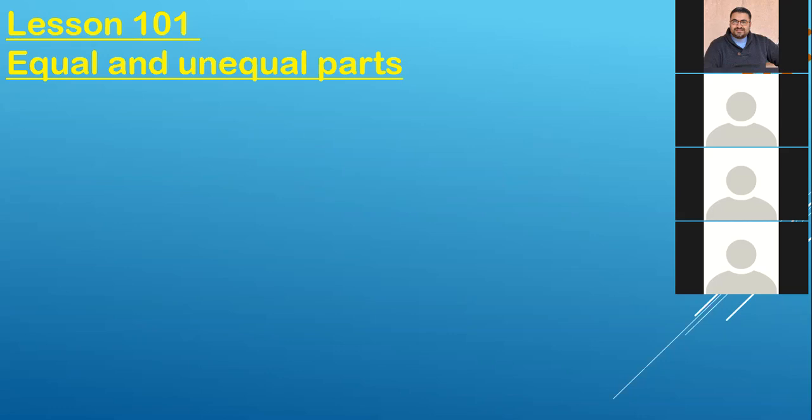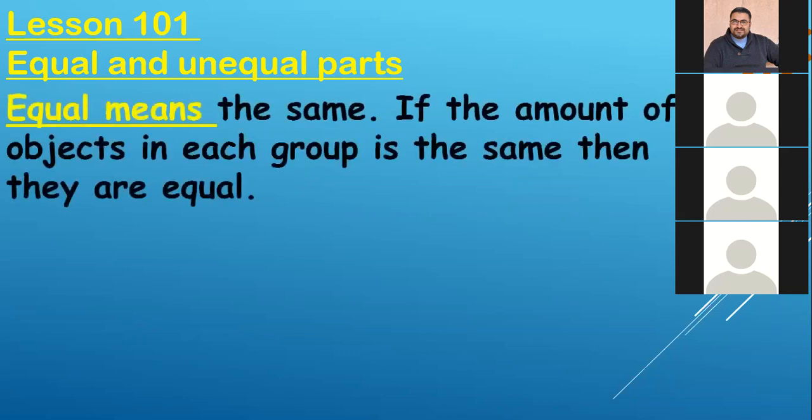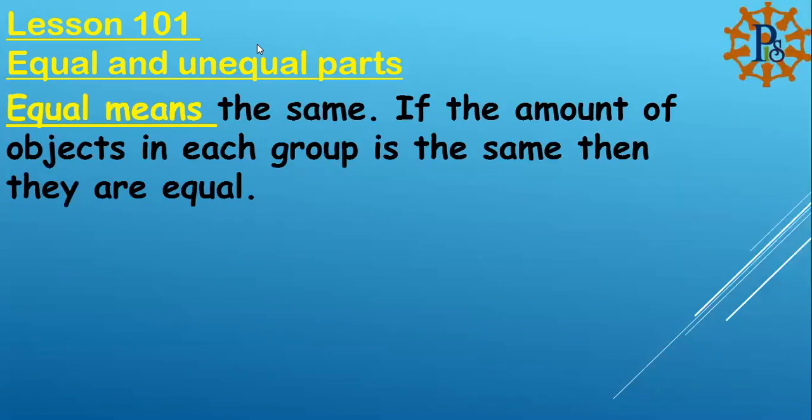We will start with equal part. What is the meaning of equal part? Equal means the same. If the amount of objects in each group is the same, then they are equal.